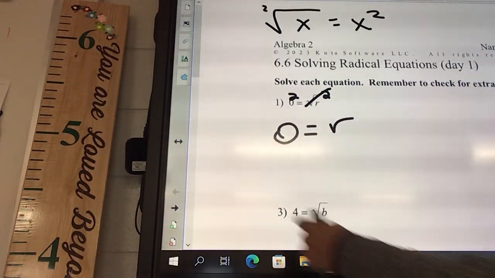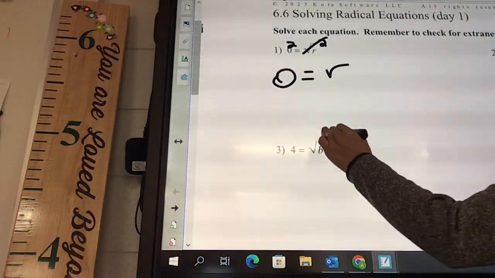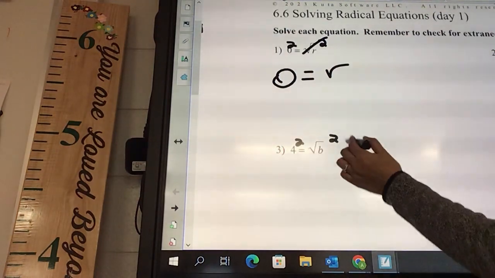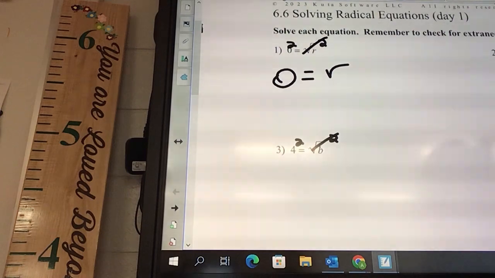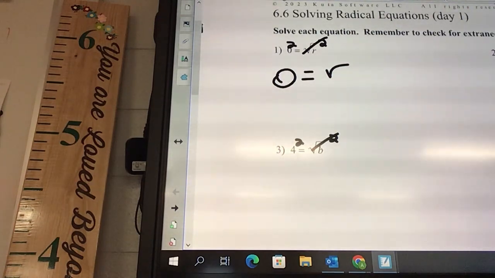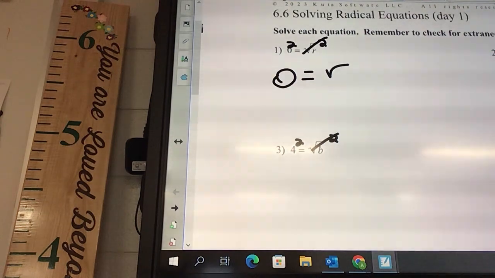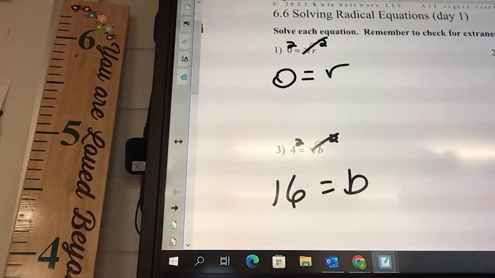Okay, look at 3. Is the square root by itself? Yes, so we can square, square. What happens to these ones? They cancel out. What is 4 squared? Use your calculators. On your calculator you type in 4, 2, and then there's a squared button, or if you need it, there's an empty box button, and hit equals. It is 16. If you're getting 2, you're typing in the square root, not squared.